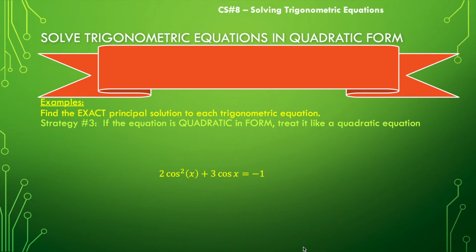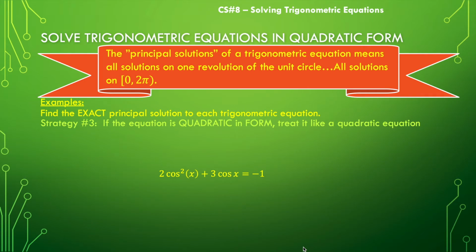In the past two videos, we've been talking about solving for general solutions, or all possible solutions. We're going to introduce the concept of solving for the principal solutions only. All that means is we want to identify the solutions found on one rotation of the unit circle. So everything from 0 to 2 pi, but nothing beyond that. Okay, so nothing negative and nothing greater than 2 pi.